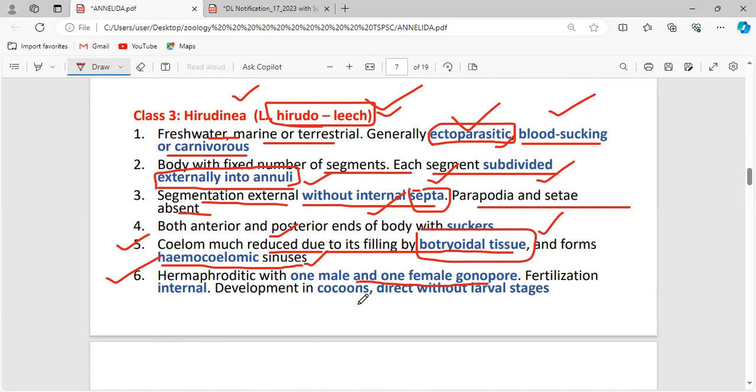And hermaphroditic with one male and one female gonopore. We know that hermaphrodite means both male and female reproductive organs will be present, in different segments. And the male will be present anterior to the female. This is the perfect location. And the fertilization of this particular leech is internal fertilization, so the fusion will happen within the body of the individual in any of the segments. Development in cocoons, direct development without larval stages. See, there are no larval stages seen in both Oligochaeta and Hirudinea. But the larval stage seen in Polychaeta is the trochophore larva.